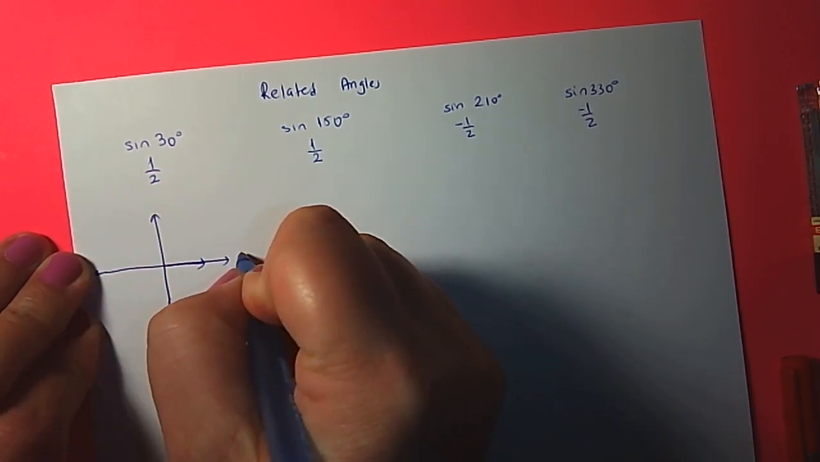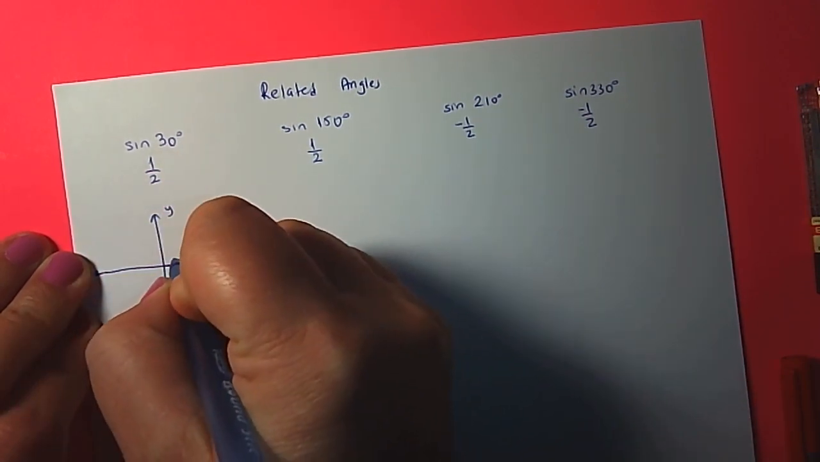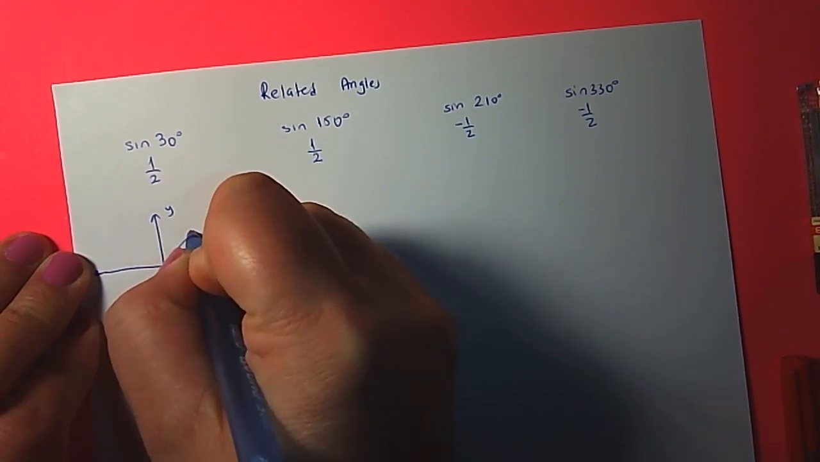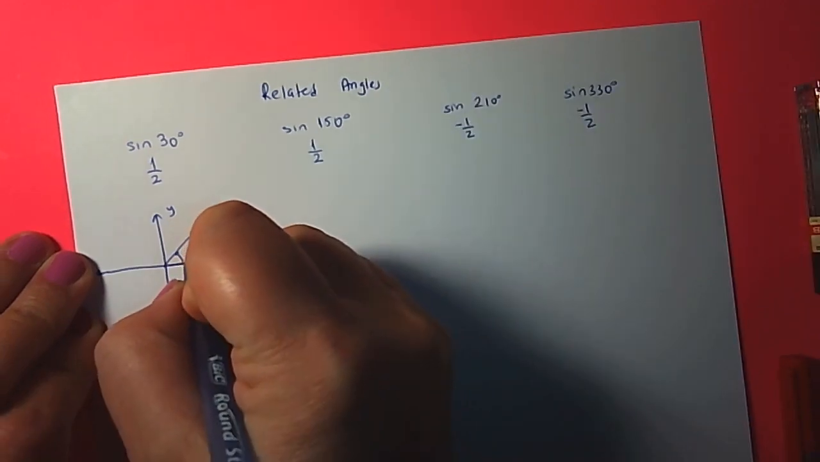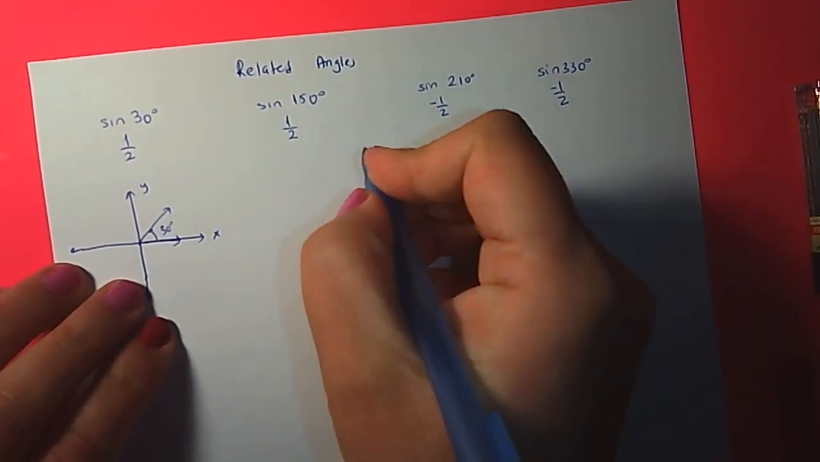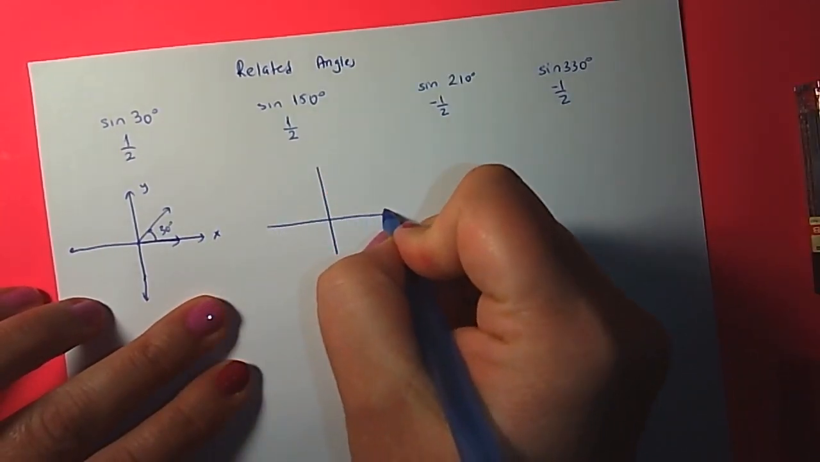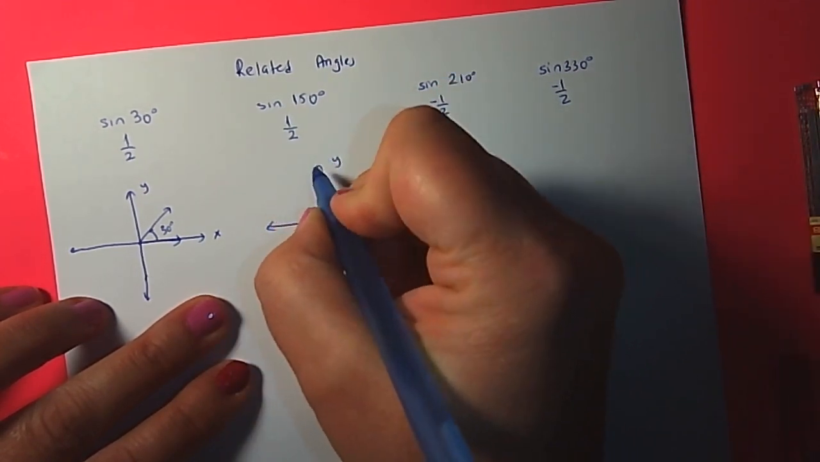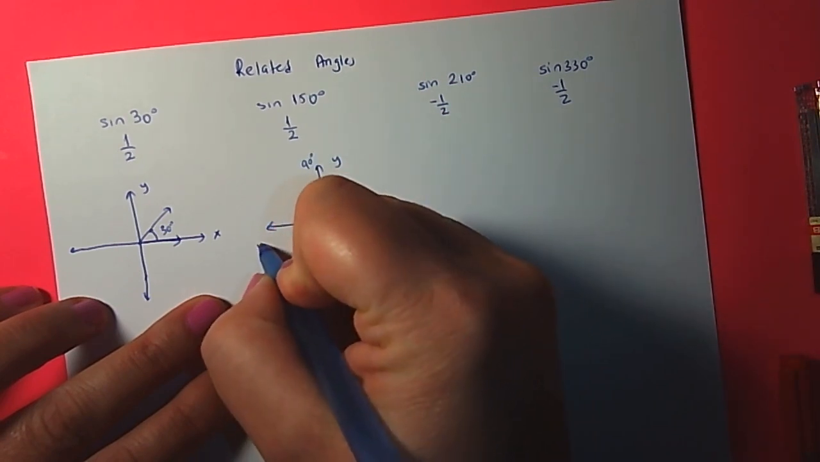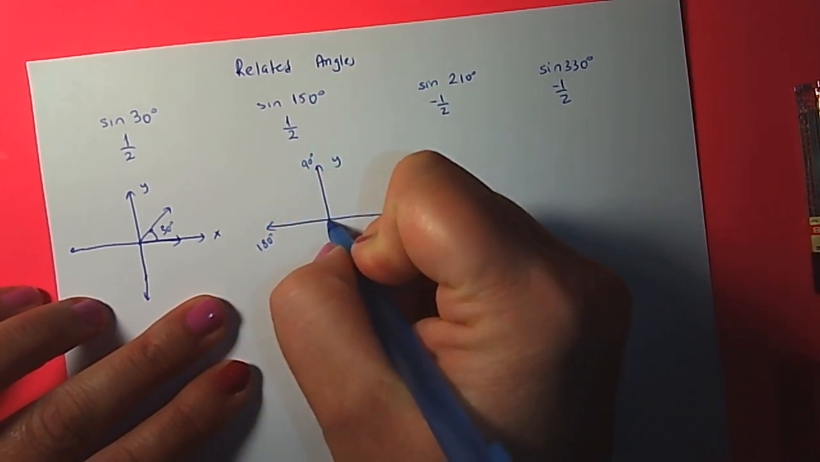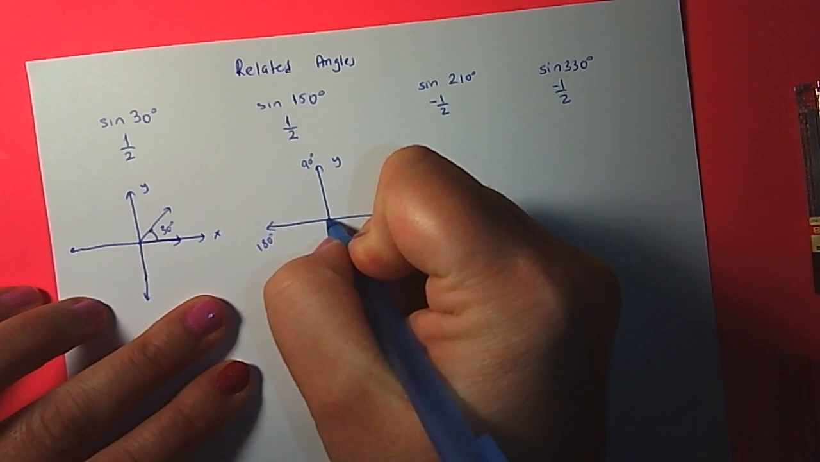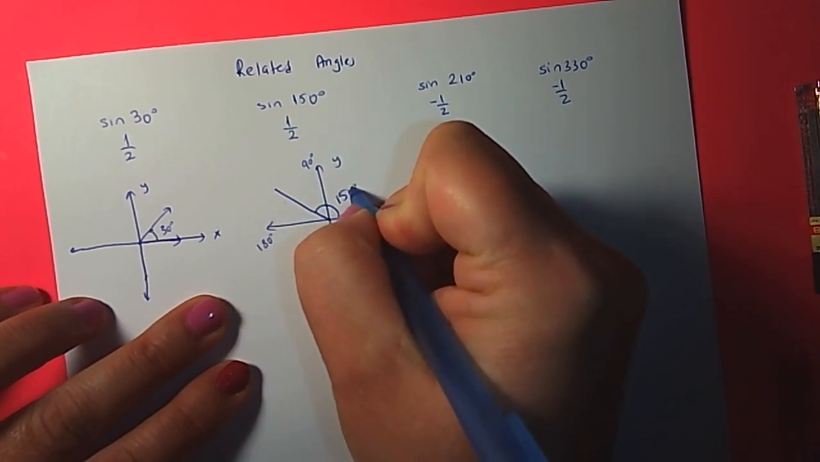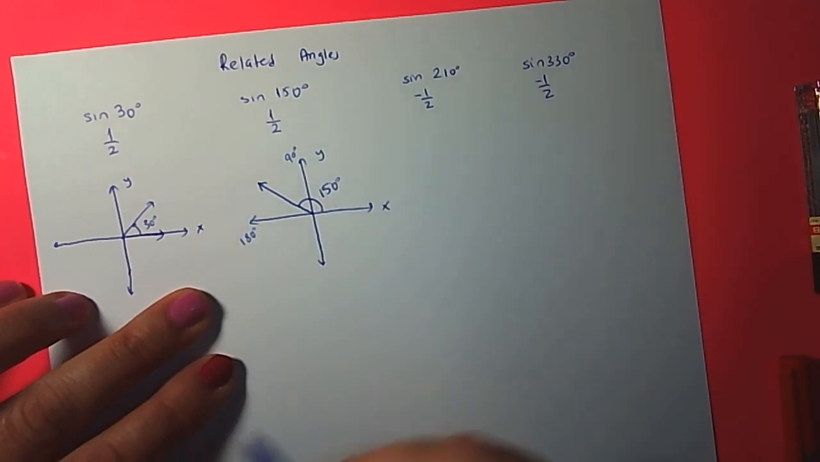The initial arm is on the positive x-axis. 30 degrees is an acute angle, a positive one, so the terminal arm is here. That is 30 degrees. Let's sketch 150 degrees. So x, y, and we said that this is 90 degrees, this is 180 degrees. 150 should be located in the second quadrant. So positive 150 degrees, and that is the terminal arm.